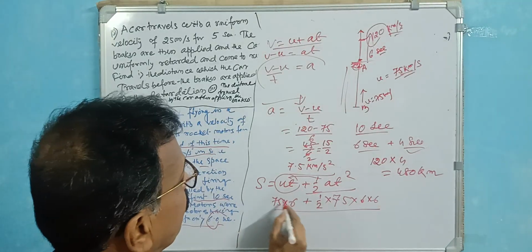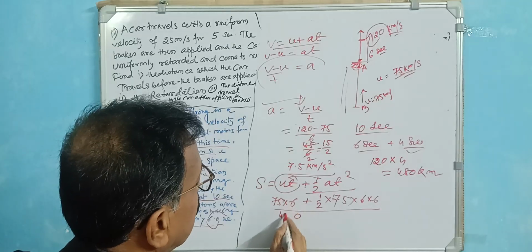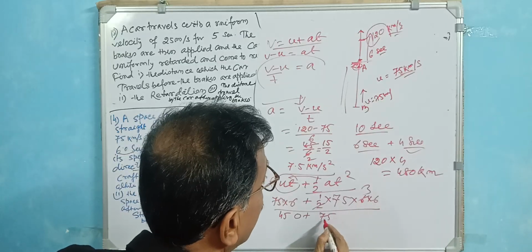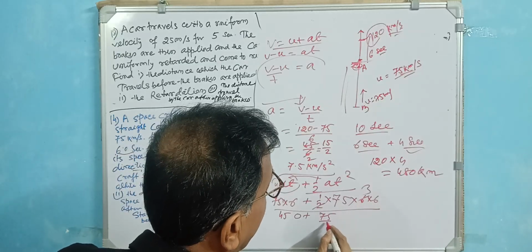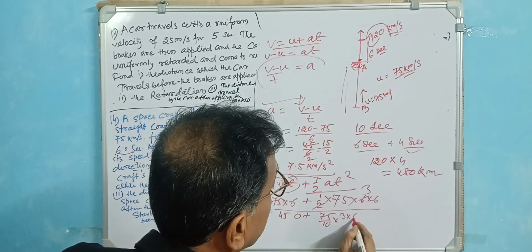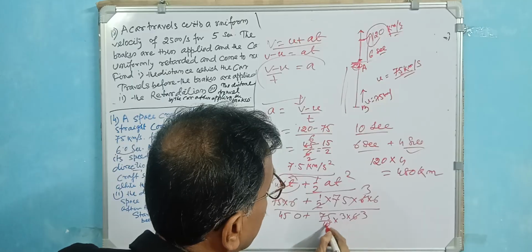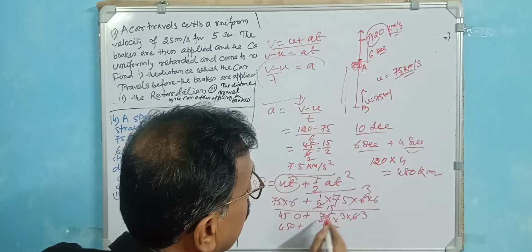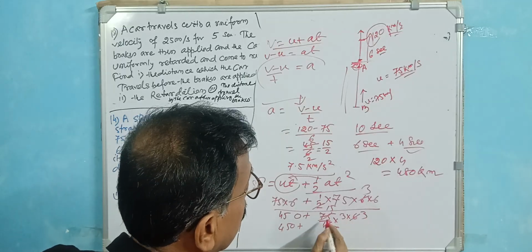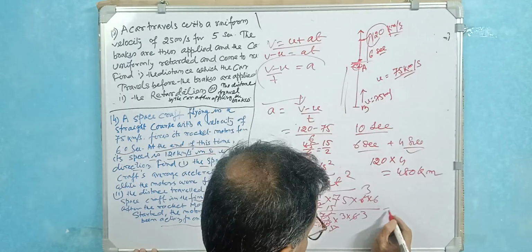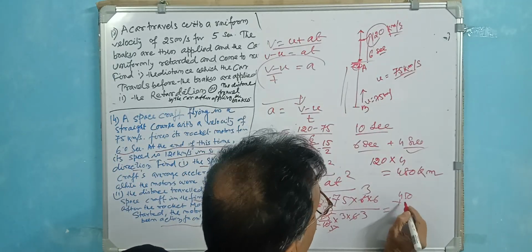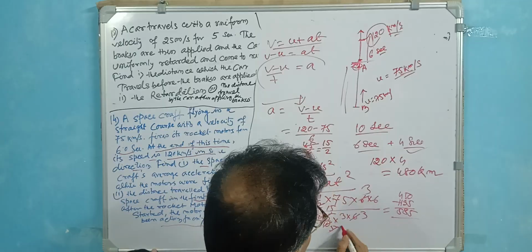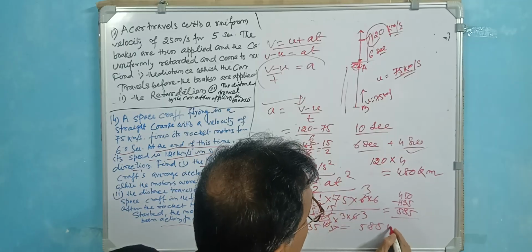That means this is 10, this plus this is 3. 7.5, that means 75 by 10 into 3 into 6. 2 into 3, 2 into 5, 15. So this is 450 plus 135. So 450 plus 135 is 585. So total is 585 kilometer.